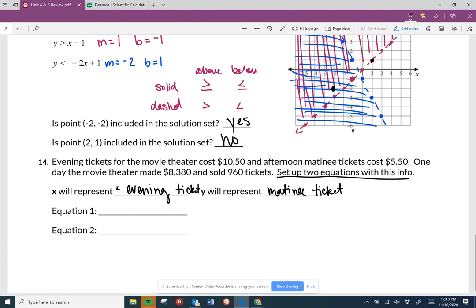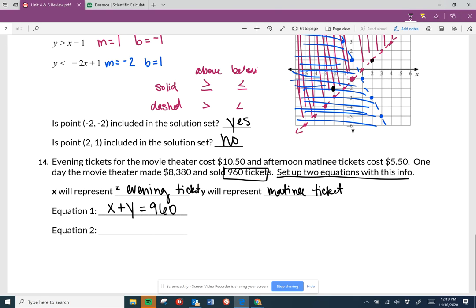Okay? The first equation is going to be dealing with just the total tickets, right? So they sold 960. So if we have evening tickets and matinee tickets, we know that those have to add up to equal the total 960. So we're going to write that X plus Y equals 960. Okay?